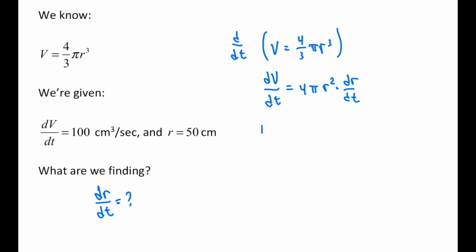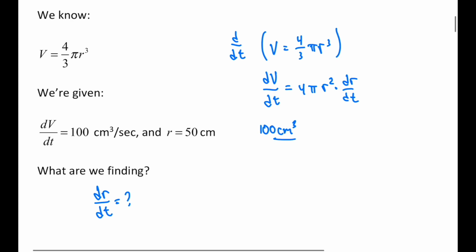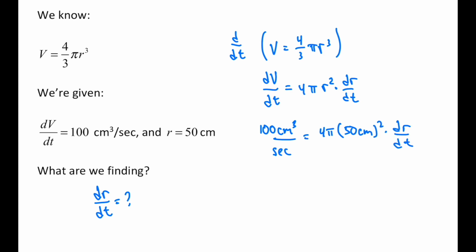We know that the change in volume is 100 cubic centimeters per second. We've got 4 pi r squared, so that's 50 centimeters squared times dr/dt. Now it becomes straightforward algebra, just arithmetic manipulation to solve for dr/dt. That's going to give us dr/dt. We're going to have 100 cubic centimeters per second. We're going to divide that by 4 pi 50 centimeters squared. Put that square on the outside there.